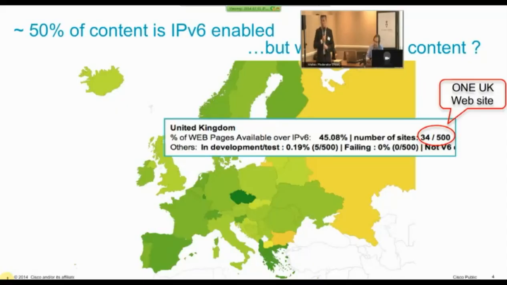Among those 34, unfortunately, in the UK, there is only one site that is actually from a UK-based company, right? One among those 34. The others are what? Facebook, Yahoo, Google, Wikipedia, you name it, right? And a bunch of others. We have 34 websites on those 500.